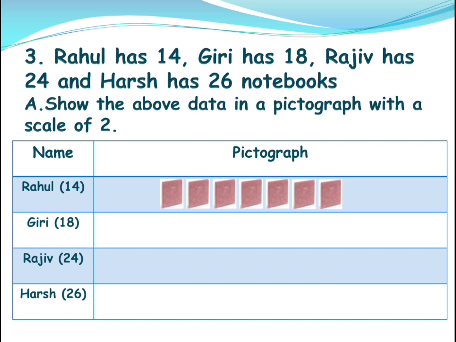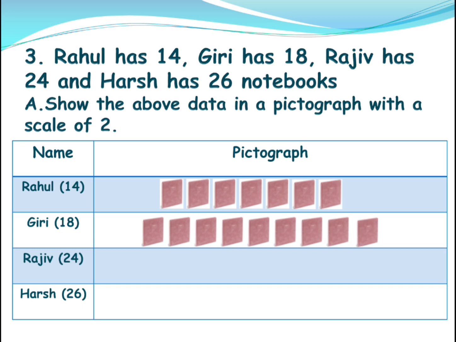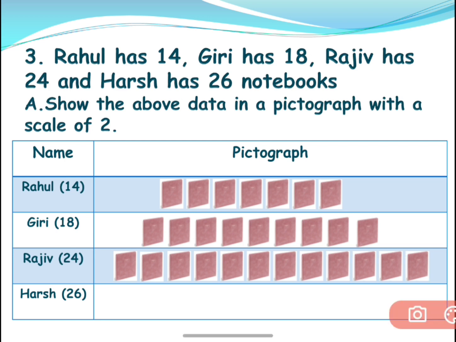Next, Giri has 18 books. So 18 divided by 2 gives 9, because 2 nines are 18. So you will draw 9 notebooks, which tells us that Giri has 18 books. Next, Rajiv has 24 notebooks. So 24 divided by 2 gives 12. So you will draw 12 notebooks, which tells us that Rajiv has 24 notebooks. How? Because here they have mentioned the scale is 2, isn't it? So that's why you will draw 12.